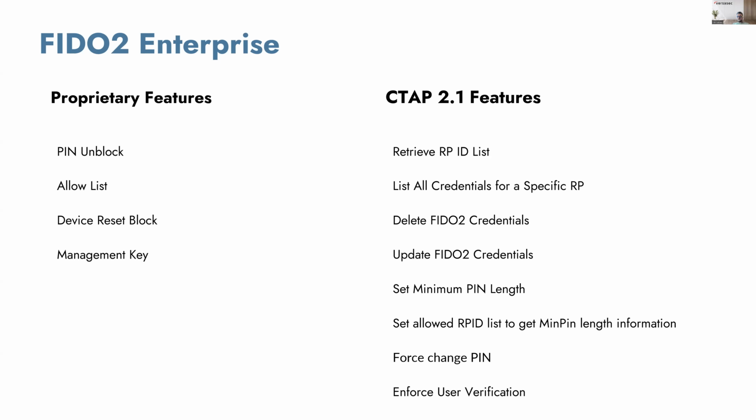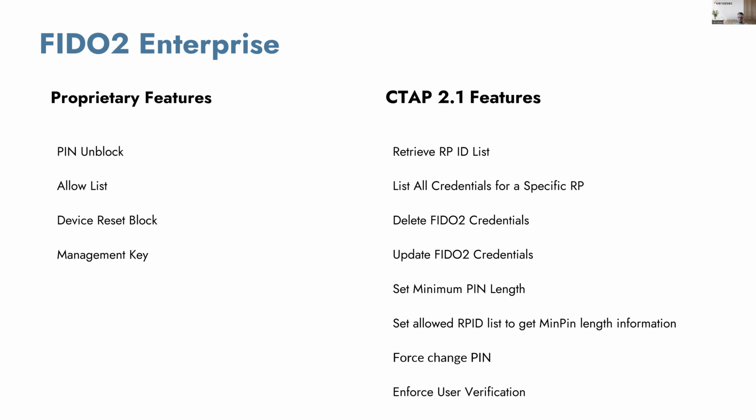All right, so our main focus of this release has been FIDO2 Enterprise. In release 6.12, we added FIDO2 management capabilities outside of the FIDO Alliance standards. We have on the left side some proprietary features, and on the right side, these CTAP 2.1 features. To start with CTAP 2.1, you can retrieve and verify the relying parties that have been issued on that device, and you can list all those credentials and keys that have been issued by that specific relying party.